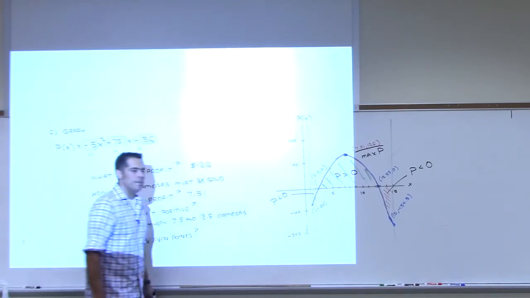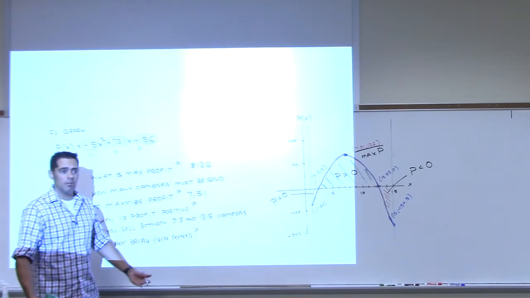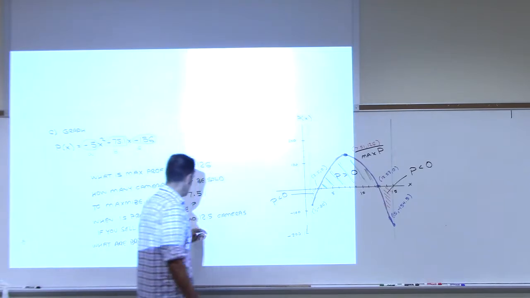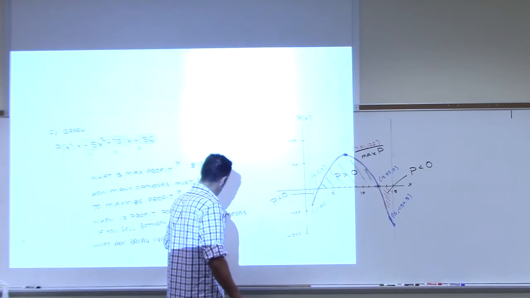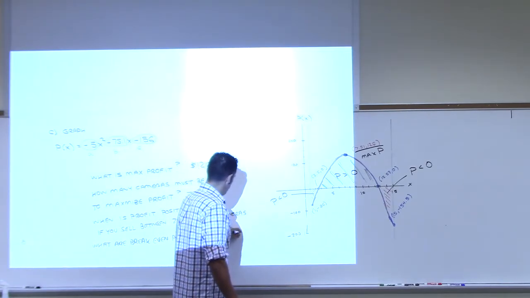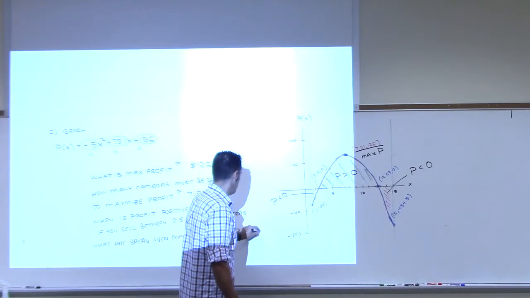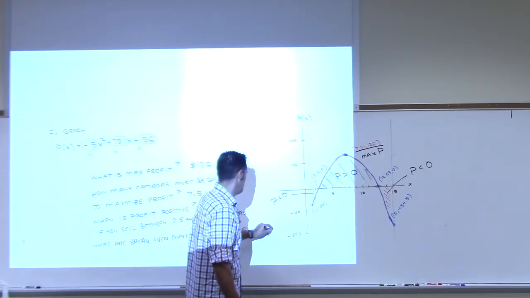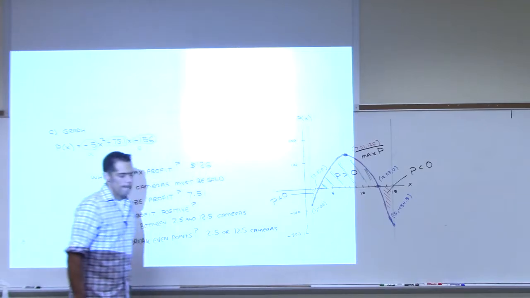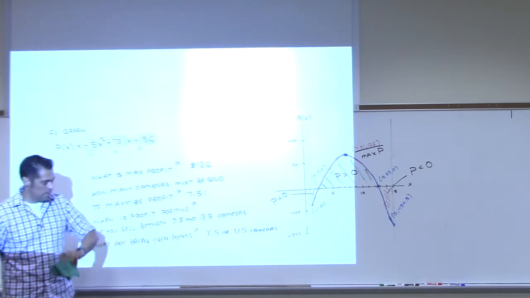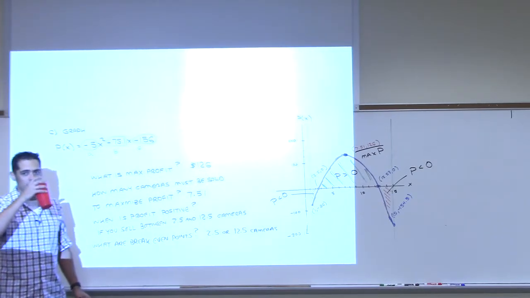The break-even points are where you get a profit of 0, right? So these are your x-intercepts. So you'd say 2.5 or 12.5 cameras. And that's pretty much it.